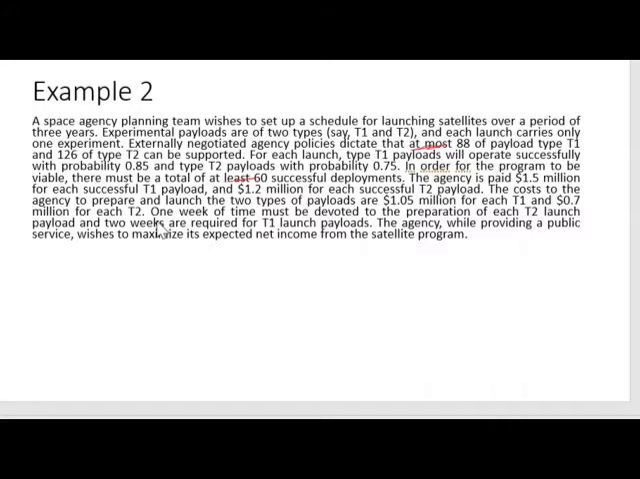One week of time must be devoted to the preparation of each T2 launch payload, and 2 weeks are required for each T1 launch payload. The agency, while providing a public service, wishes to maximize expected net income from the satellite program. So the problem is a bit lengthy, and this one is more challenging because the value stream is no longer in a table.